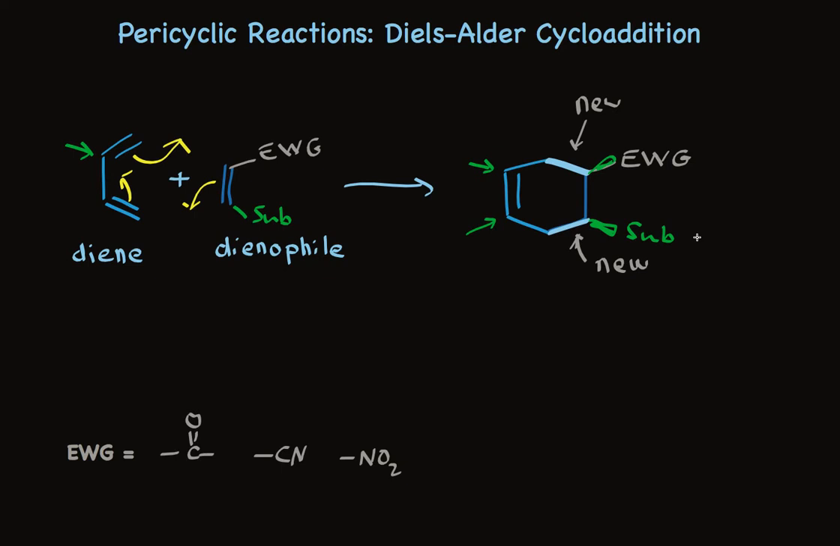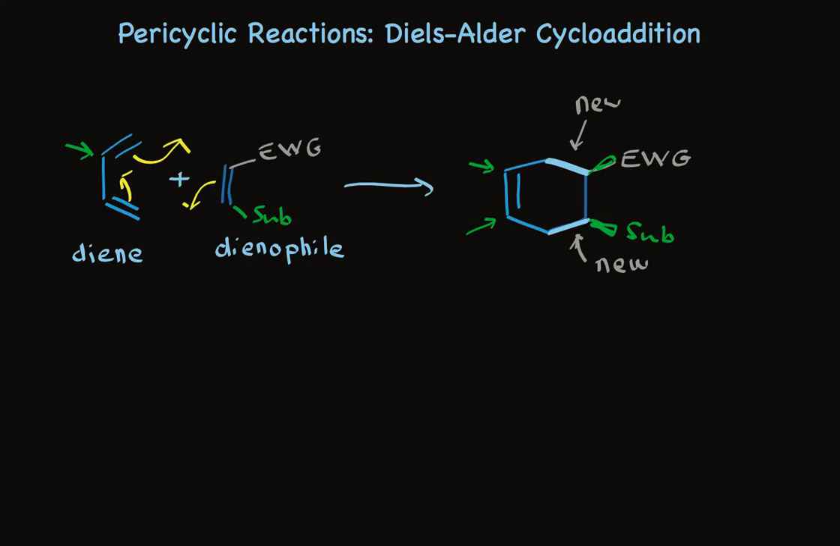This reaction is widely used to form six-membered rings. Having accomplished this reaction, you can do things with the double bond, you can do things with the electron withdrawing group, you can do things with the substituent here. So this provides a great versatility for making compounds that have six-membered rings.